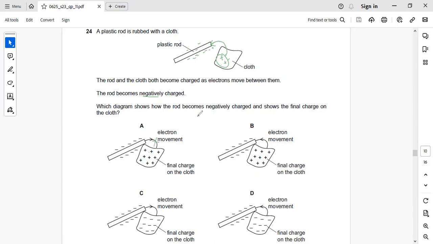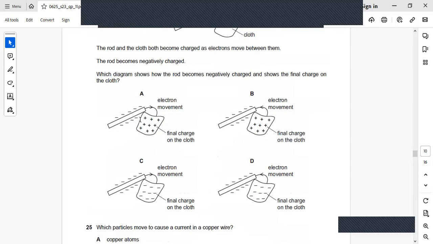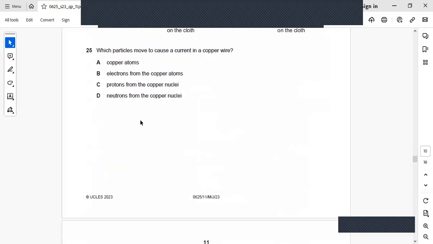So it is wrong. In this case we can see the cloth is positive, rod is negative, and the electron movement is from cloth to rod. So the right answer is B. This is wrong, and this also will be wrong as the cloth is shown negative. We'll move to next question.